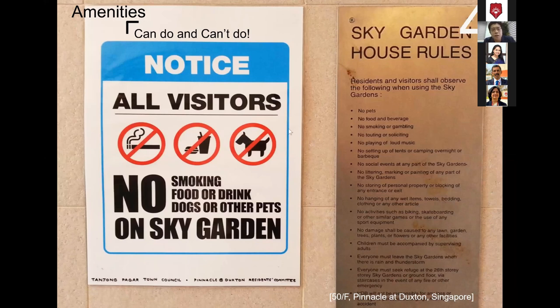So even for those sky gardens that are nicely designed, the property management has concerns. For the ease of maintenance, for those communal green spaces, they have warning notices: no smoking, no food, no drink, no dogs, no other pets. And that actually somehow violates the original idea of the sky garden, which is to advocate social interaction.